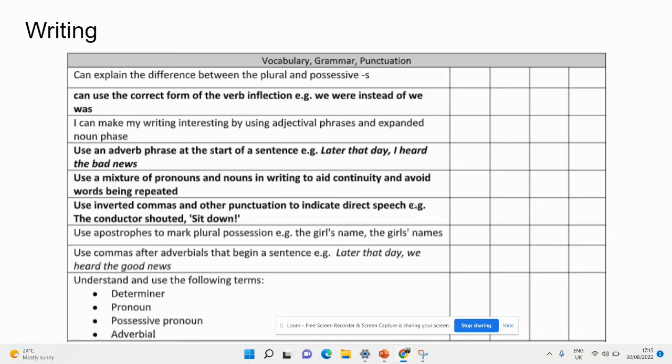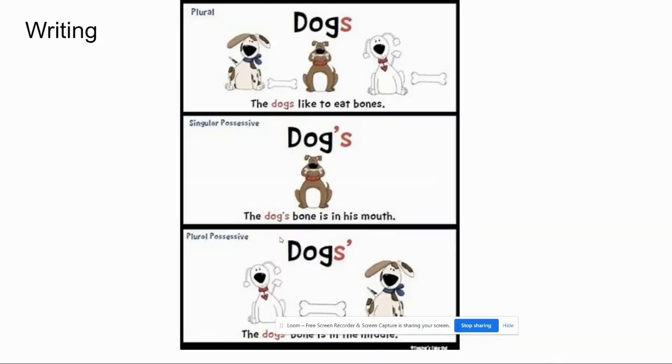Now we're going to come down to this point. So use apostrophe to mark plural possession. So as I was saying before, they get taught in Year 4 something called plural possession. So here you can see a very basic, simple picture that's got some lovely dogs on that explains the difference between the use of S at the ends of words. It's a common misconception. Children are always getting this wrong.